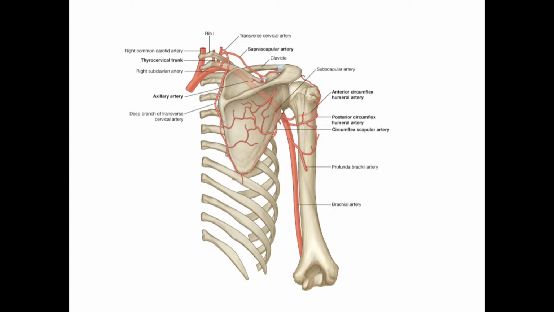And this big artery that you're seeing is the axillary artery, and it is a branch of, in this case, the right subclavian artery, right? Okay.